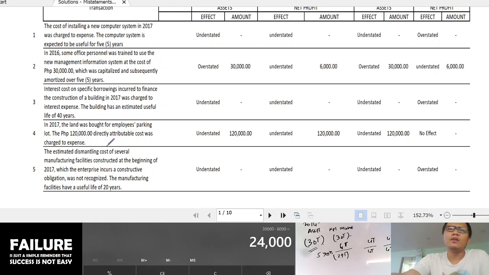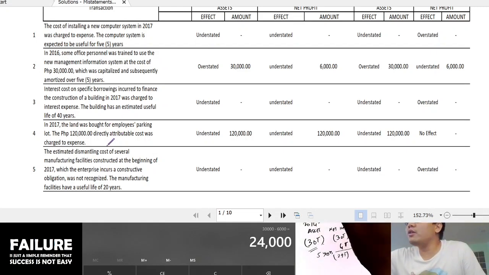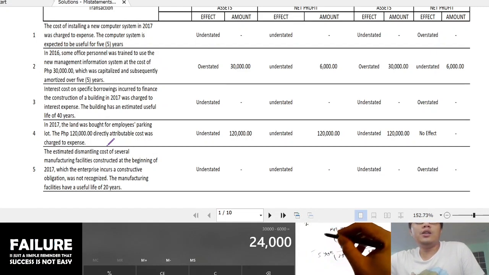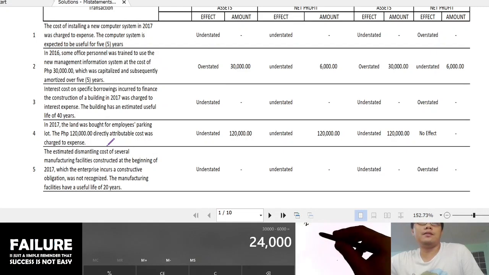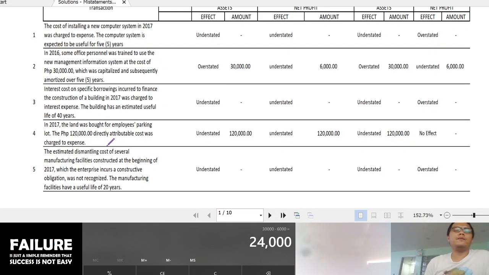Okay? So number 4, error. In 2017 daw, a land was bought for employees parking lot. Okay, so bumili ng lupa yung entity. Okay?